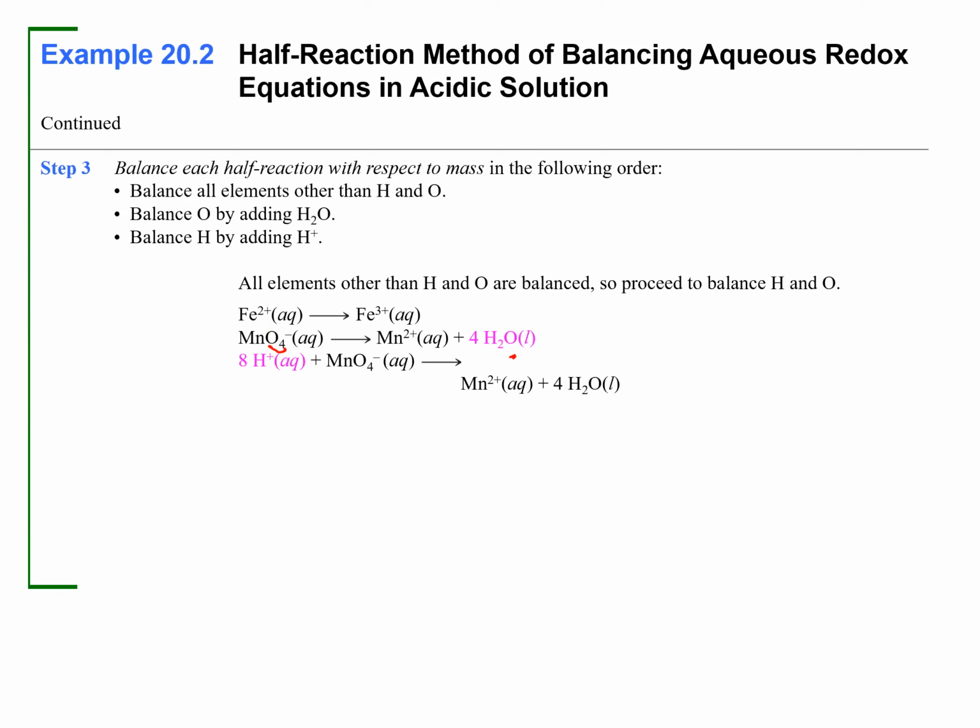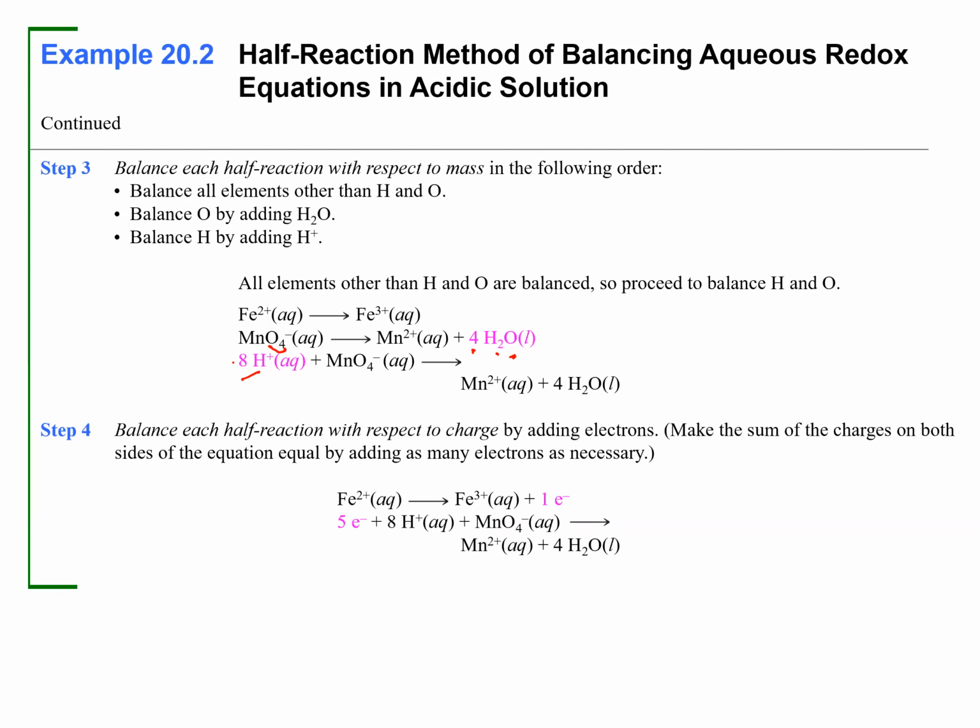Now that we have balanced our oxygens, we have a surplus of hydrogens on the product side because we have 4 times 2 hydrogens. This is 8. So to balance that out, we're going to put protons back on the opposite side in the form of 8 protons. And now we're mass balanced for an acidic reaction.